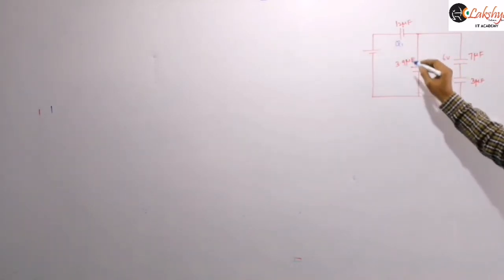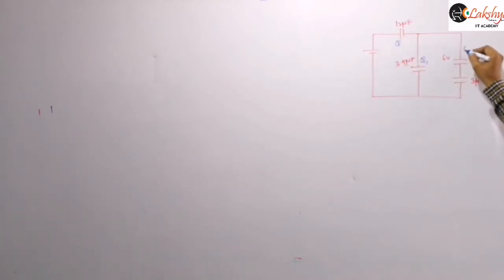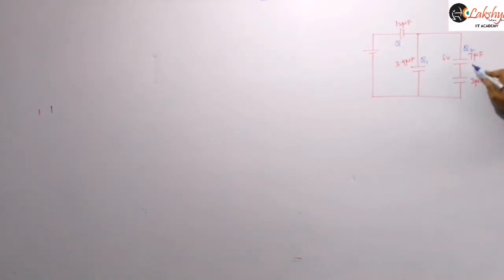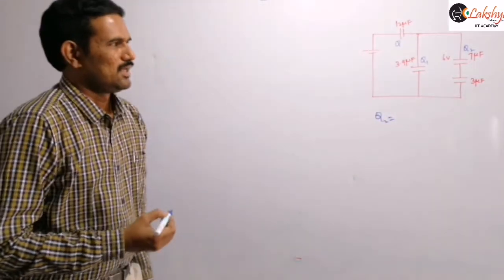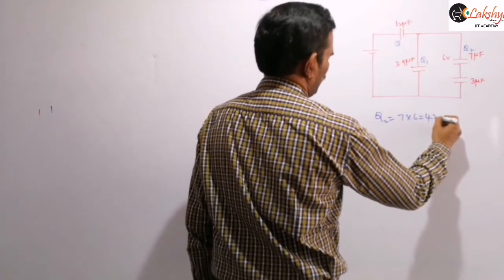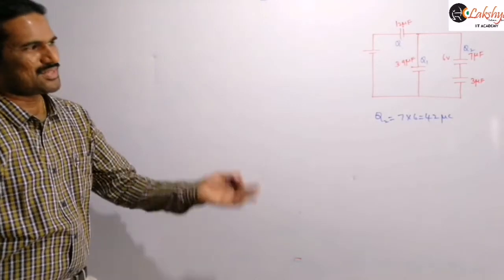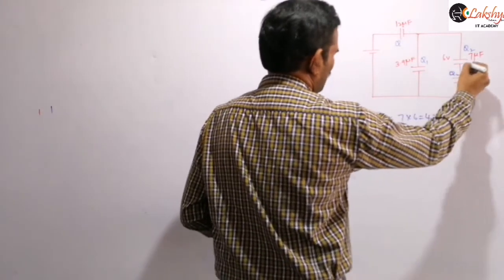Let us take this as some Q, let us consider here. And this charge I am taking as Q1 and let us take this as some Q2, right? And so now charge on these two capacitors must be same because both of them are in series. And so now here this charge we can write as Q2. Q is equal to CV formula, you can write 7 into 6, so 42 microcoulombs, right? And so now charge on the 3 also same will be there. That means charge on this capacitor will also be same.